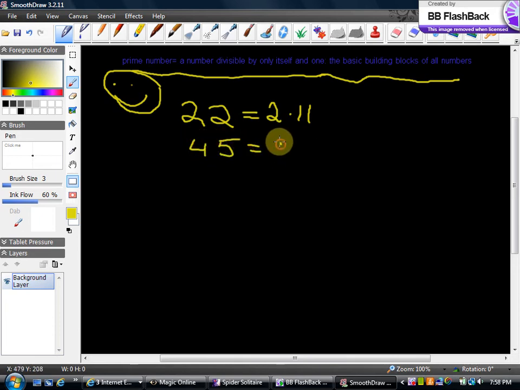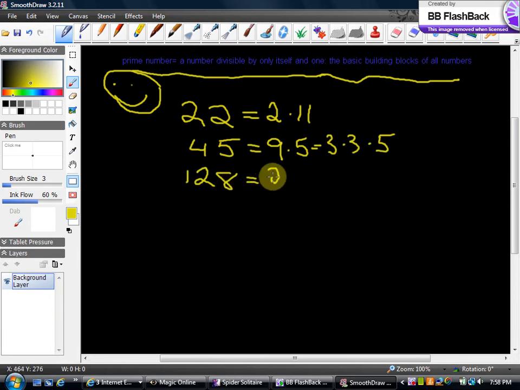Now, you might say 45 starts as 9 times 5. 5 is prime, 9 isn't, so it's actually 3 times 3 times 5. So the recipe for 45 is two 3s and a 5. Now what does that mean? That means 45 could also be 3 times 15 or 9 times 5, because you can split it up any way you want to. We can even take big, huge numbers like 128.